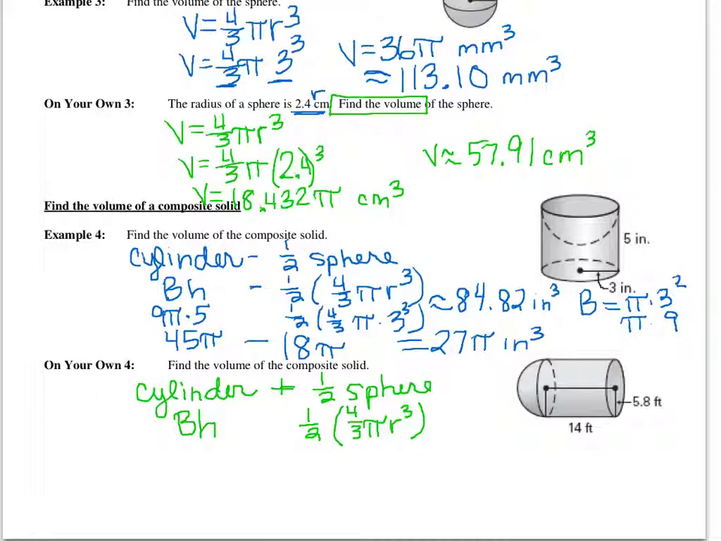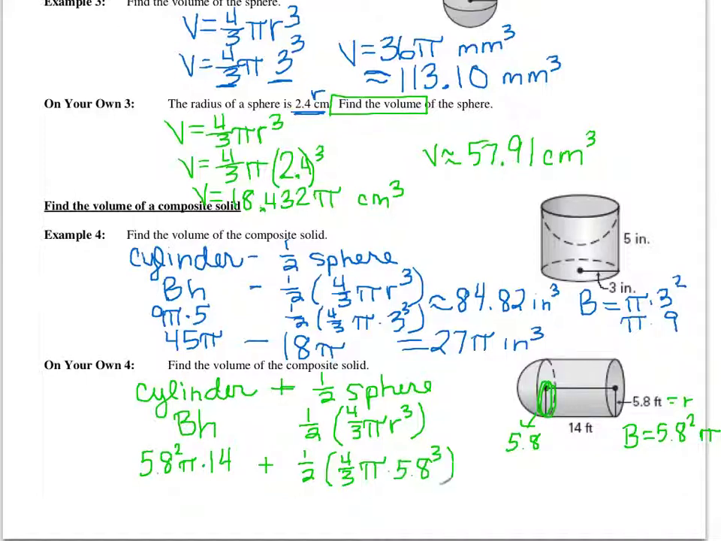So for my base area of my cylinder, here's my radius. So my base area of my cylinder is 5.8 squared times pi. So I'll just put that in here for my base area, 5.8 squared pi times my height, which is 14, plus, I'm just going to keep it in that form because 5.8 squared is going to give me another decimal. Plus half, and I've got 4/3 times pi, and my radius of this sphere right there is still 5.8. So times 5.8 cubed.